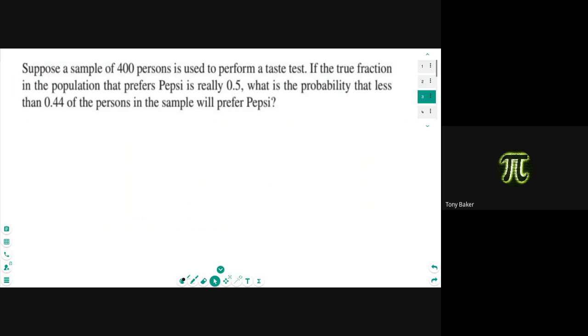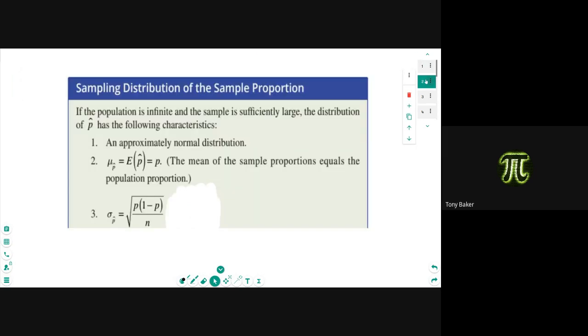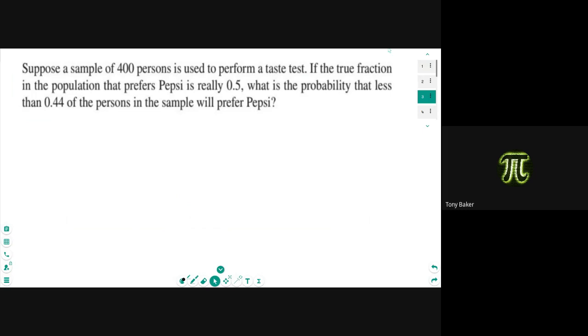So what are the things that we need to do the problem? What if it's 0.44 of the persons? Does that mean that amount of the sample? Yeah, so it's 44% of the sample that I'm doing. So if I do a sample of 100 people, what's the probability that 44 of them are going to like it? No, it's 0.44 of the persons in the sample.